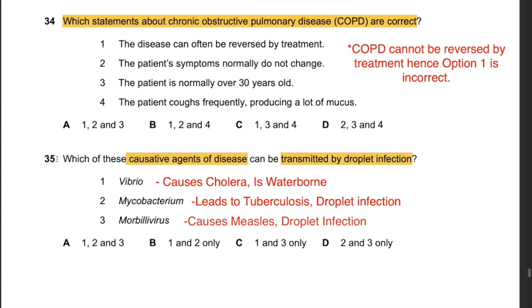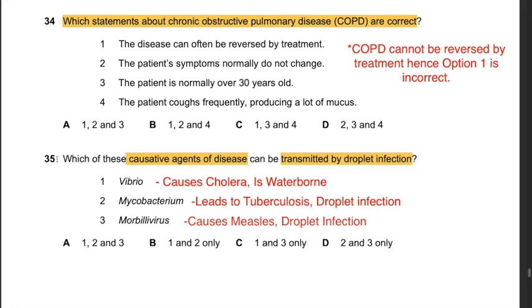Question 34. Which statements about chronic obstructive pulmonary disease are correct? 1. The disease can often be reversed by treatment. 2. The patient's symptoms normally do not change. 3. The patient is normally over 30 years old. 4. The patient coughs frequently, producing a lot of mucus.